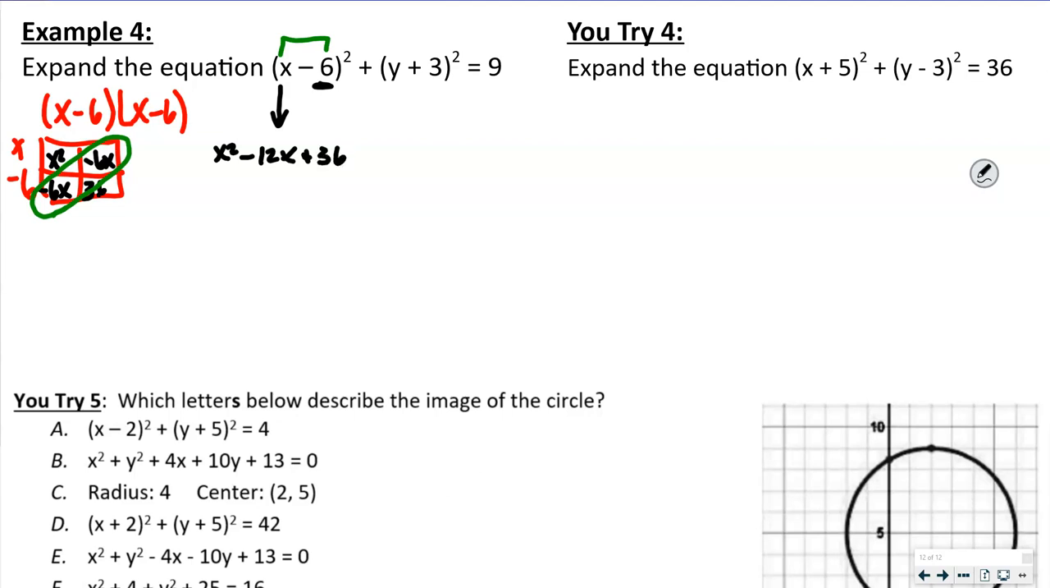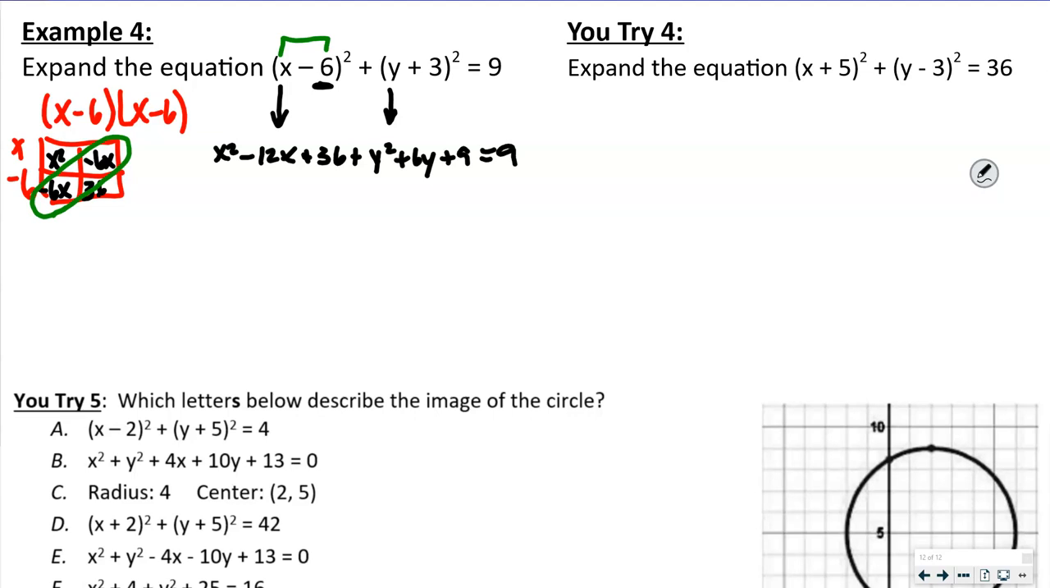Now we're going to do it with the other one as well. So again, we're going to square this first term, y squared. We're going to multiply the two terms together, 3 times y times 2. So that's going to be 6y. And then 3 times 3 is 9. And that's equal to 9.